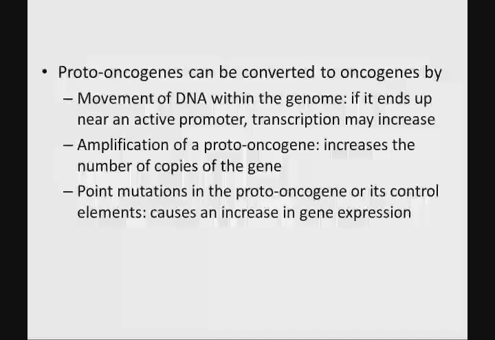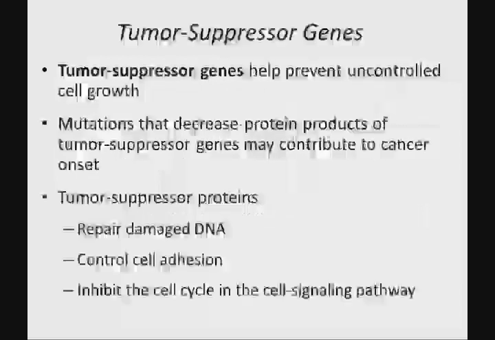So again, movement of the DNA within the genome, amplification of the proto-oncogene, point mutation. So all the stuff we talked about that deals with gene control, expression of a gene, any one of those steps can go wrong with a proto-oncogene, and all of a sudden now you've got an oncogene.